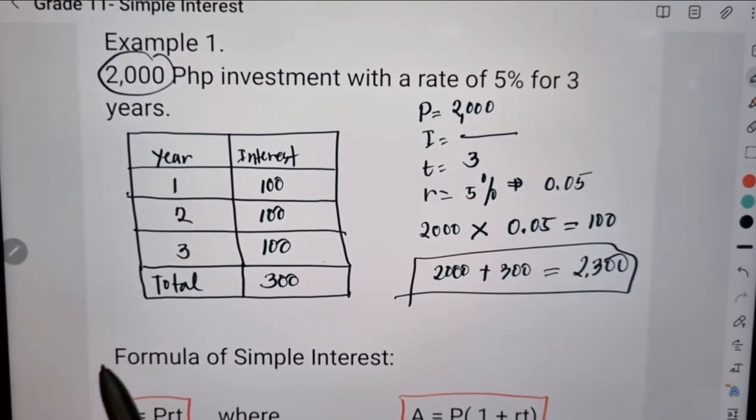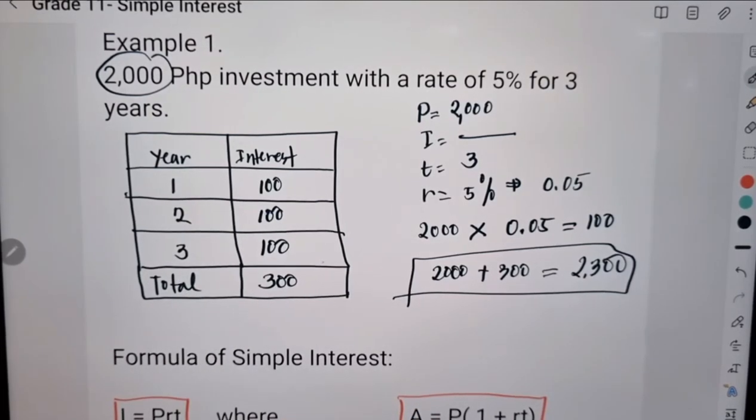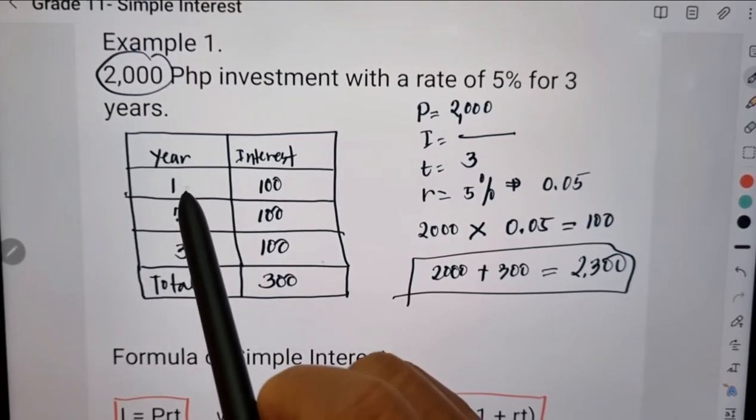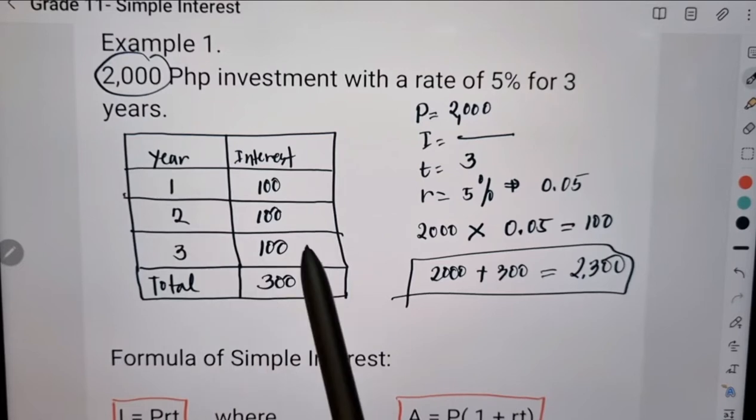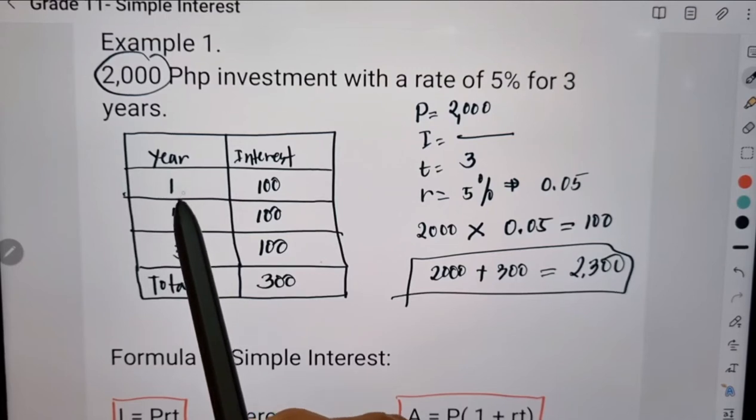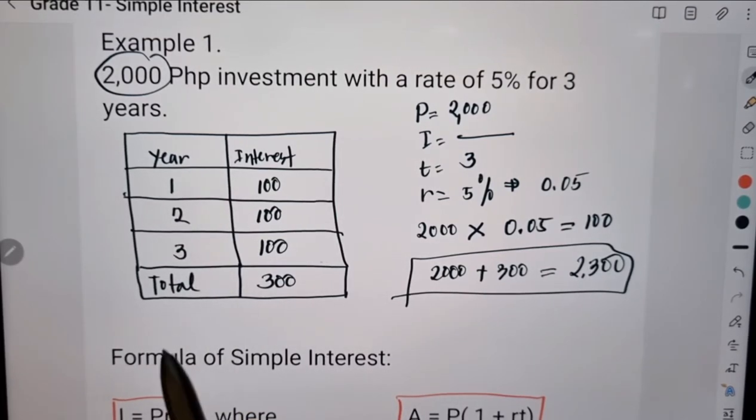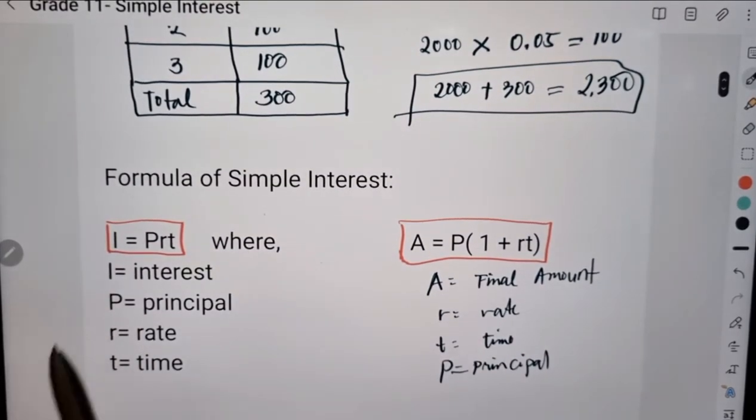But then, medyo matagal pag, halimbawa, 5 years, 6 years, 10 years. So, di ba, kung gagawa ka ng table ng kagaya nito, but ito, ginawa ko siya para mas maliwanag. Okay? Na maintindihan nyo kung ano ibig sabihin ng simple interest. But we have a formula para mas mapabilis natin ang pag-compute na hindi na natin gawin yung table na year 1, 2, 3. Kasi what about if that is 35 years? Diba? Okay, so ito ngayon ang formula of simple interest.